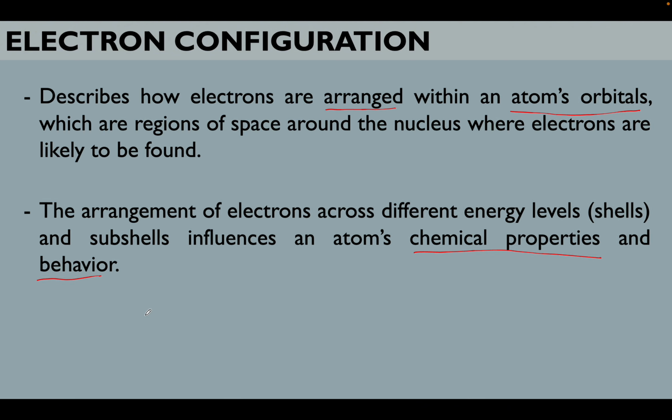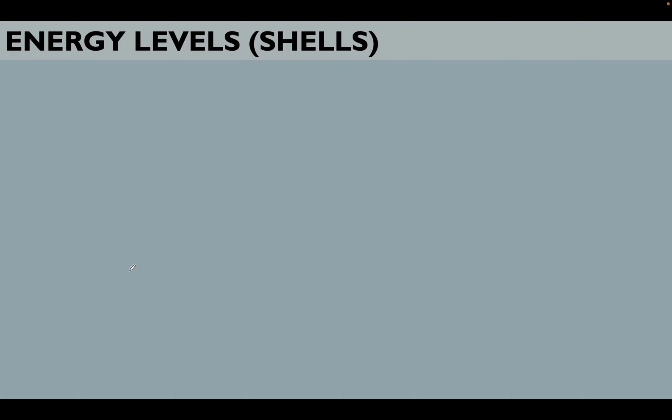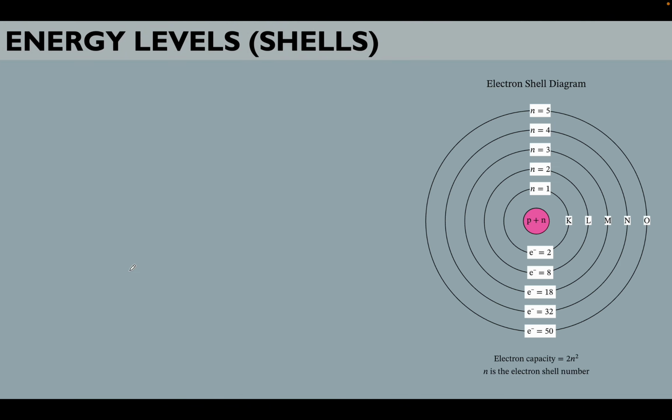Okay. So let's talk about the shells and also subshells. So let's discuss first the shells or the energy levels. So we have here an example of an electron shell diagram. So we have here our nucleus, and these are the energy levels. So we have N equals 1, 2, 3, 4, 5. So that is the energy levels or the shells.